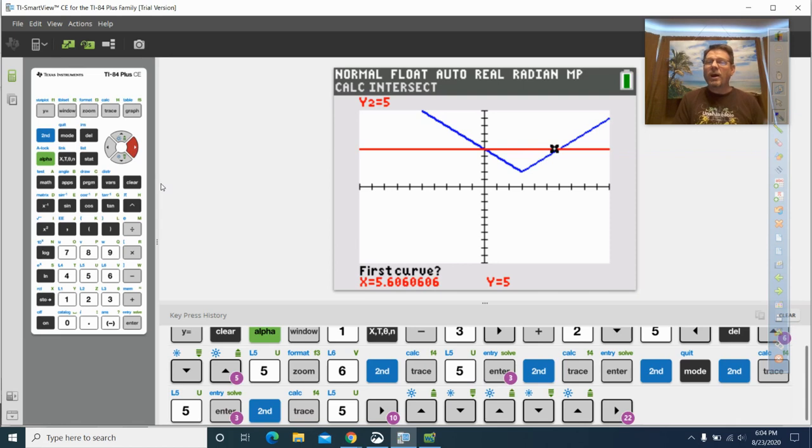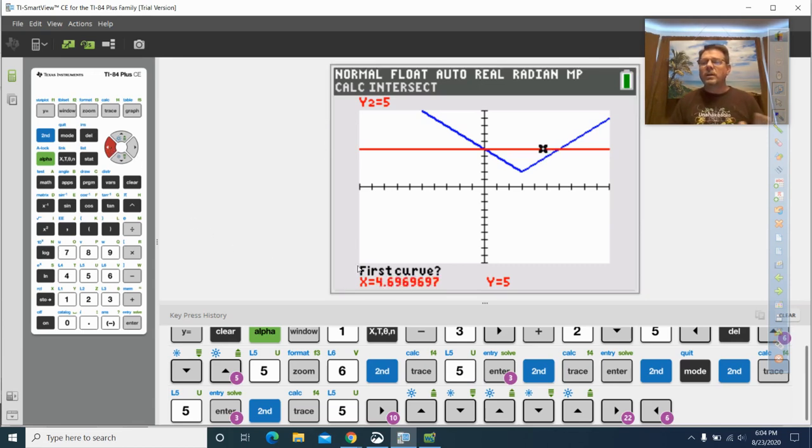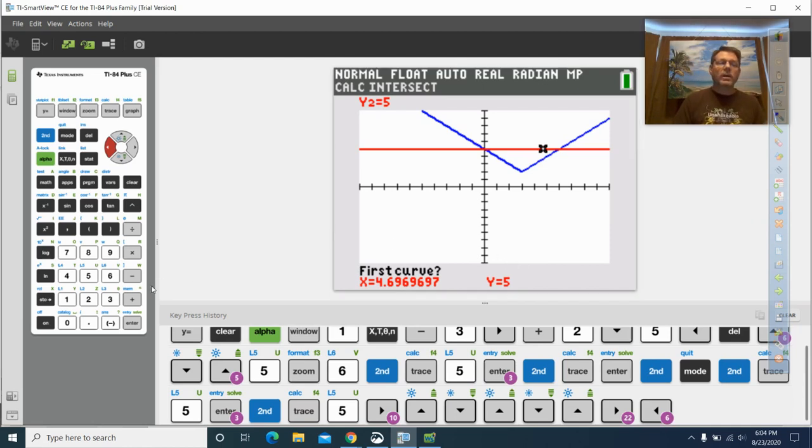So now I've moved closer to the other one, and I don't have to even be that close, okay? I can be anywhere in the neighborhood. As long as that X is closer to that intersection than the other one, now I can just pretty much go enter, enter, enter, and bam, there's my 6. And we said the X is going to be X equals 0 and X equals 6, okay? And so that's how you can use your calculator to solve almost anything.